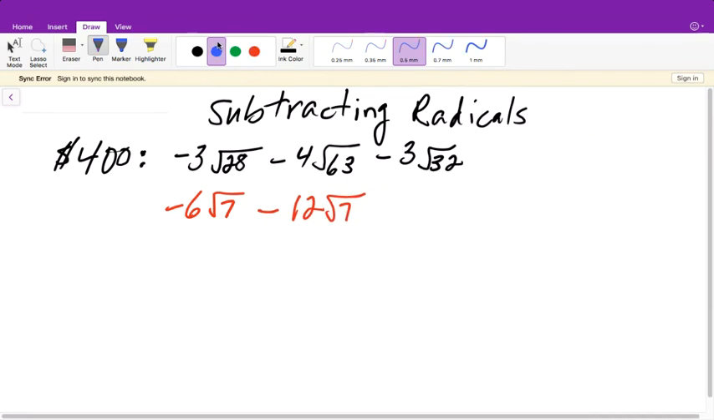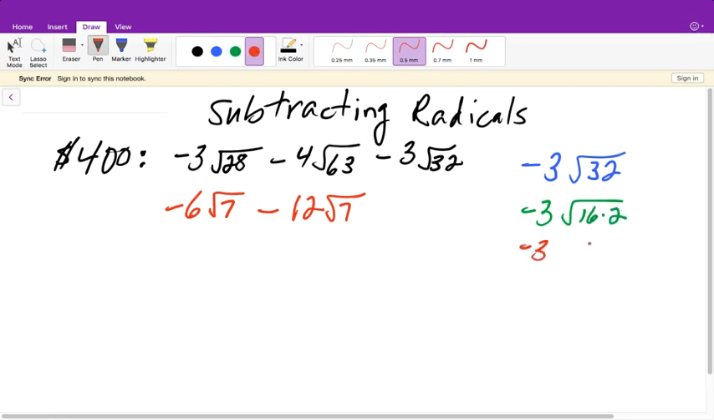All right, then the last one is negative 3 times the square root of 32. Well, what perfect square goes into 32? 16. All right, if you did 4 times 8, that's fine, but you would have to then eventually reduce the 8. I'm just going to go straight to the largest perfect square. All right, then we go ahead and we separate them. Negative 3 times the square root of 16 times the square root of 2. Square root of 16 is 4. Negative 3 times 4 times the square root of 2. That then gives me negative 12 times the square root of 2.